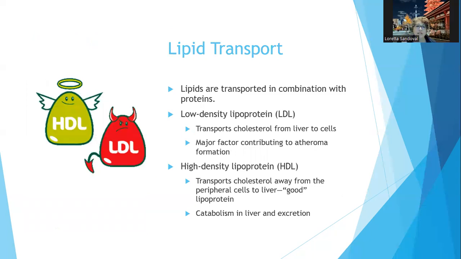Lipids are transported in combination with proteins. They're called lipoproteins. And we generally have two different types in our circulatory system. Low-density lipoproteins, or LDLs, transport cholesterol from the liver to the cells. They are a major contributing factor to atheroma formation. High-density lipoprotein, or HDL, transports cholesterol away from the peripheral cells to the liver. It's considered the good lipoprotein. So the cholesterol gets broken down in the liver and excreted.